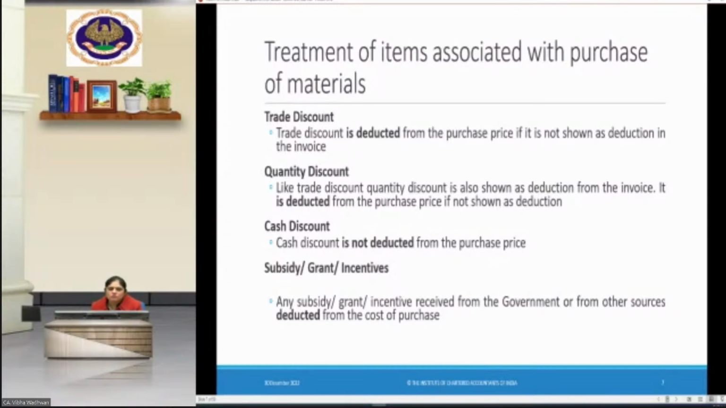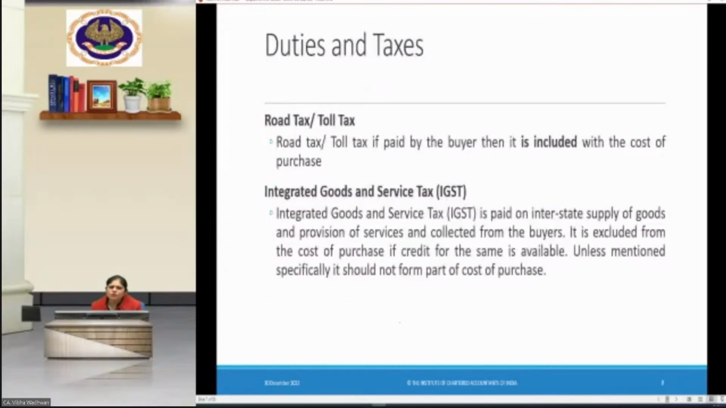So all those four things. Road or toll tax, of course, if it is paid by the buyer, has to be included in the cost of purchase. So road tax or toll tax, if it is not included, please add it to the cost of purchase.